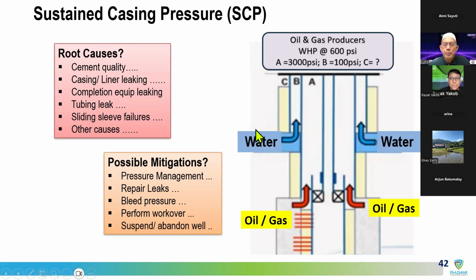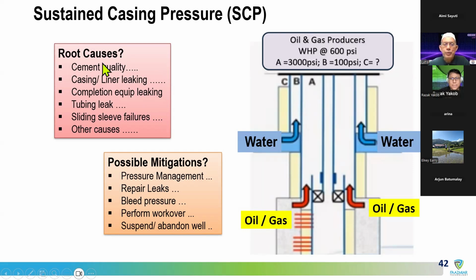So casing pressure, normally you can see it from the top. For example, this is your tubing. Behind the tubing, between the production casing and tubing, is called annulus A. Then from the production casing to your intermediate casing, it's called B. And from your intermediate casing to your surface casing, called C.